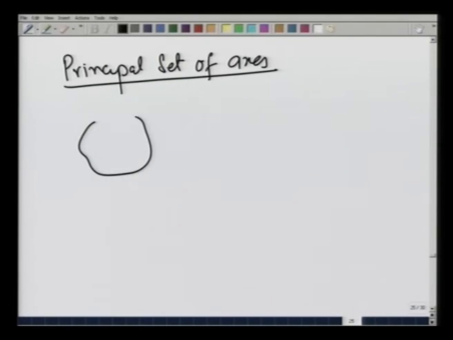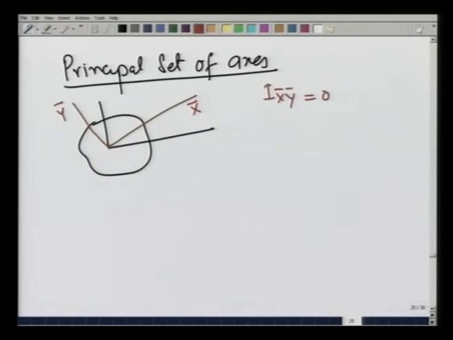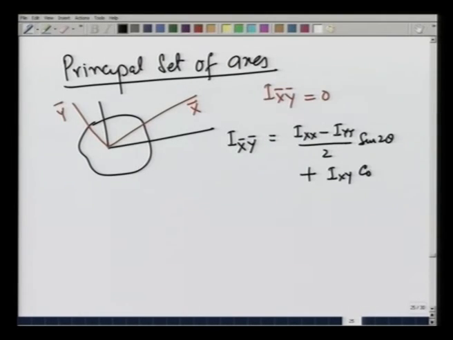So, given an area, I look for those set of axes, let me call them x and y, so that I x y is 0, or rather give them a special name, x bar y bar, so that I x bar y bar is 0. How do we accomplish that? Since we already know that I x bar y bar is going to be equal to I x x minus I y y divided by 2 sine of 2 theta plus I x y cosine of 2 theta.